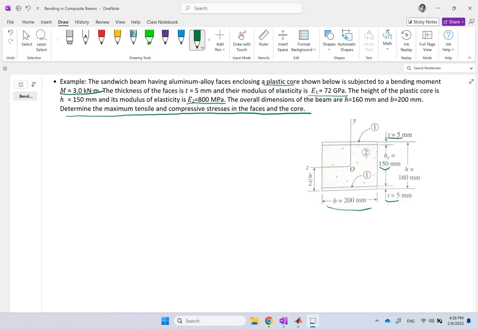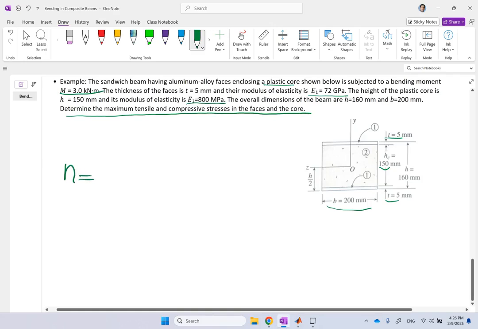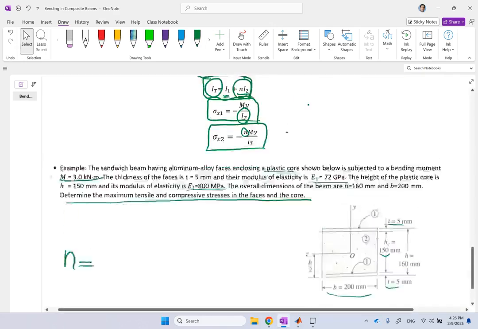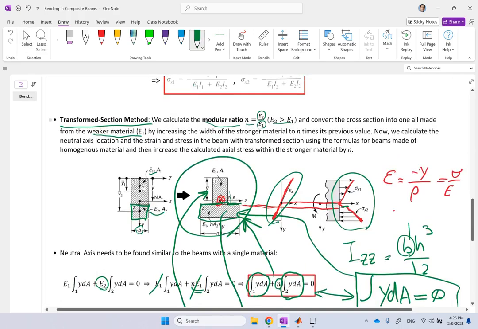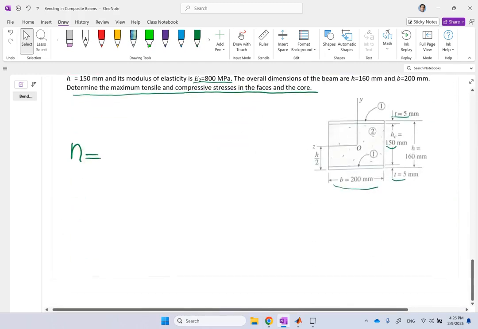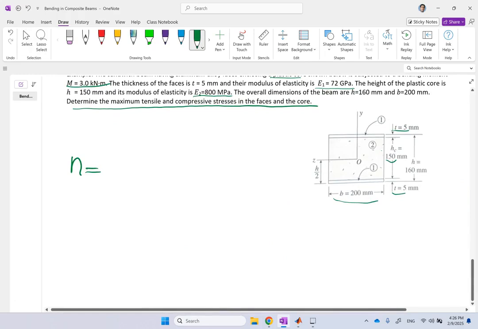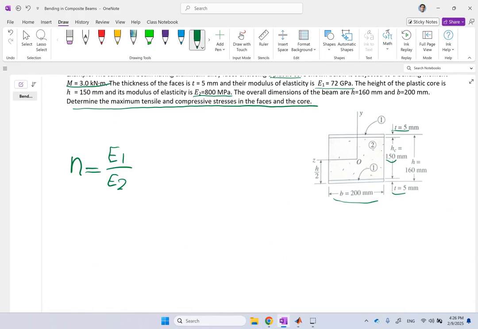so what do we do here? n is going to be the bigger E over the smaller E. Now we don't need to follow this formula, right? It's not always 2 that is stronger than 1. Whichever is bigger, you divide it by the smaller one. Okay, so in this case, material 1 is stronger than material 2. So n is E1 over E2. Okay, pay attention to that. This n is always bigger than 1. And this is 72 times 10 to the 9, giga, and that is 800 mega. And if you simplify, this is going to be like 90.